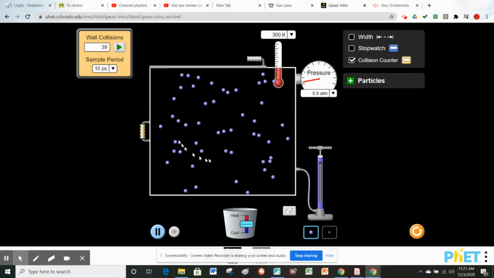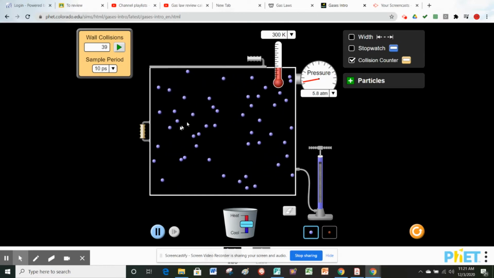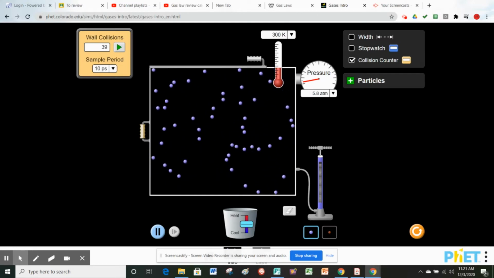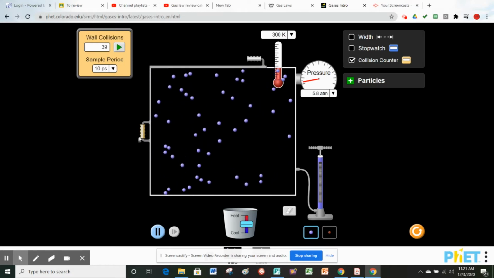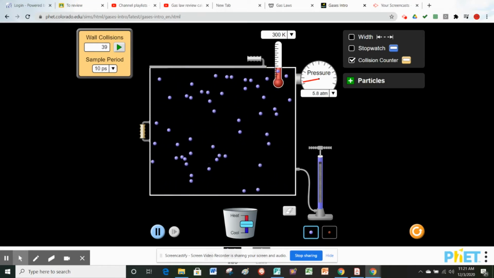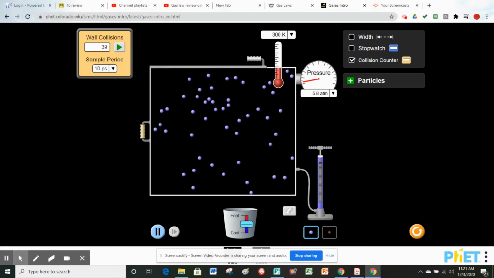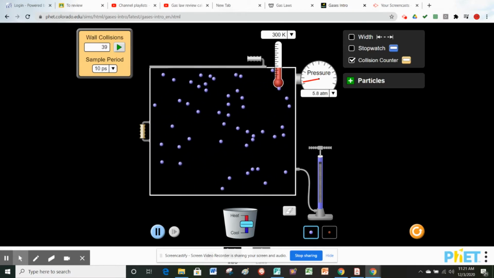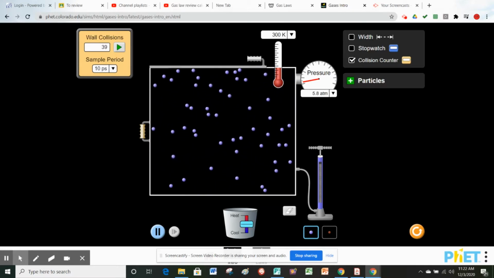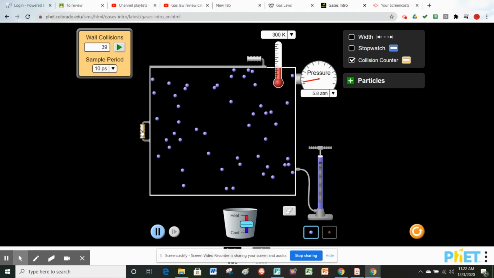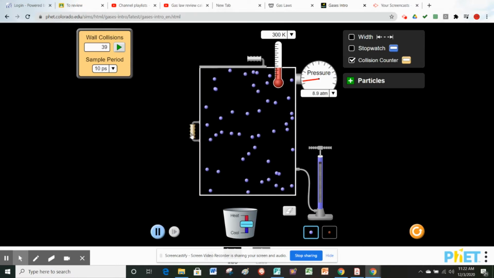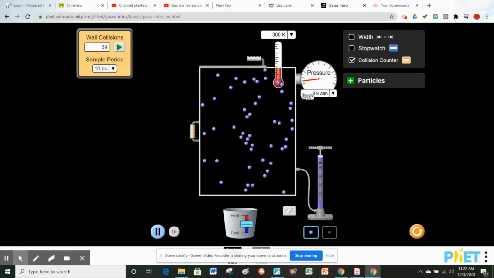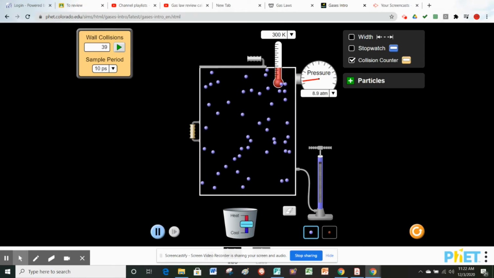Here I have a volume inside this container, and I can make that smaller. Right now my pressure is 5.8 atmospheres. What happens when I make that container smaller? Remember, when I say pressure, you need to think number of collisions. Pressure equals collisions. So let's see, will I have more or less collisions? Now I've made it smaller, and we can see my pressure has increased.